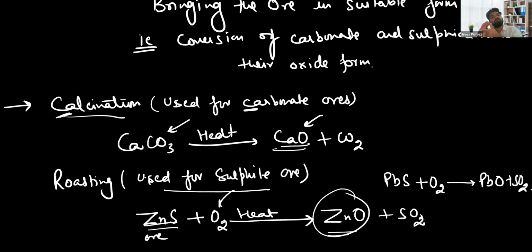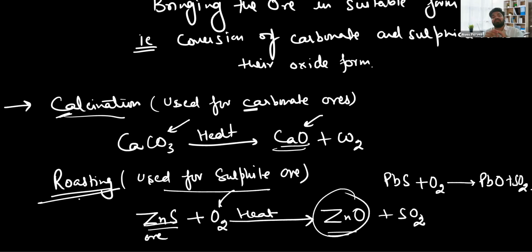Carbonate ores are converted into their oxide form by a method called calcination, and sulfide ores are converted into their oxide form by a method called roasting. Roasting is done in the presence of oxygen. Think of roasting a chicken: you don't do it in a vacuum, you just roast it in the open air. So in roasting we need an extra supply of oxygen. That is a simple way to learn it.